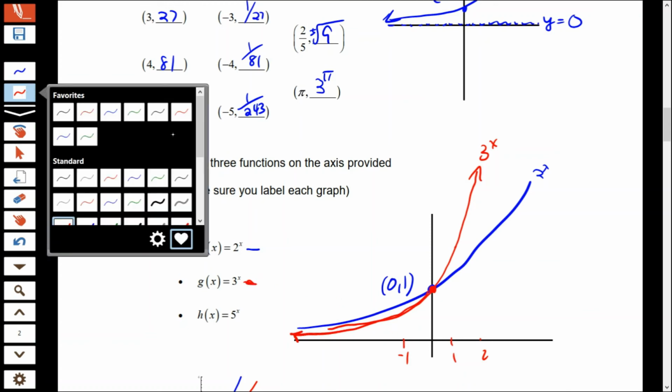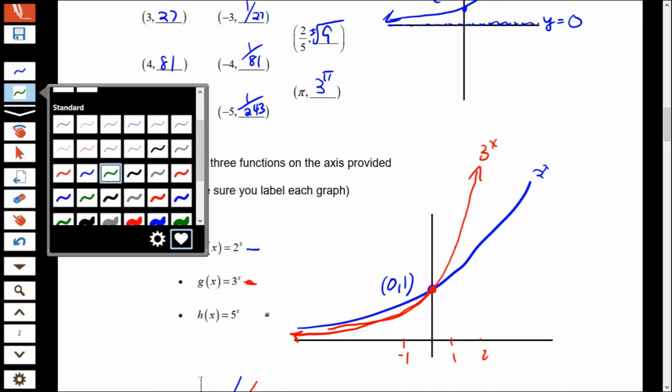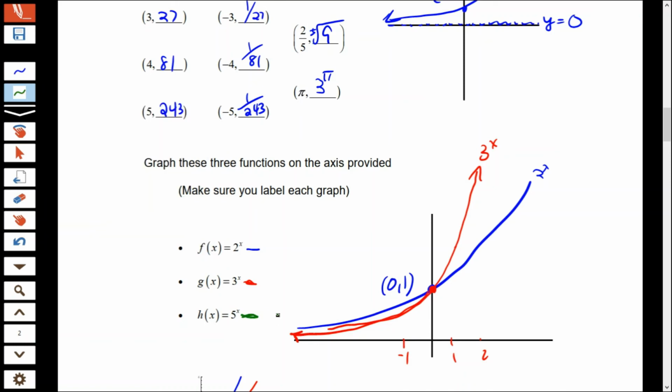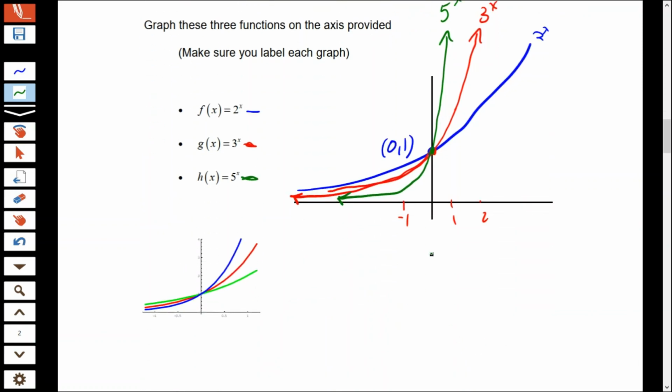Well, logically, if we were to move to, say, 5 to the x, and I'll use this green marker for 5 to the x, it's going to also go through there and shoot up bigger. It's going to get bigger faster, and it's going to get smaller quicker. At -1, it's going to be at 1/5, whereas 2 is going to be at 1/2, and the 3 is going to be at 1/3. So you get that kind of a graph right there.